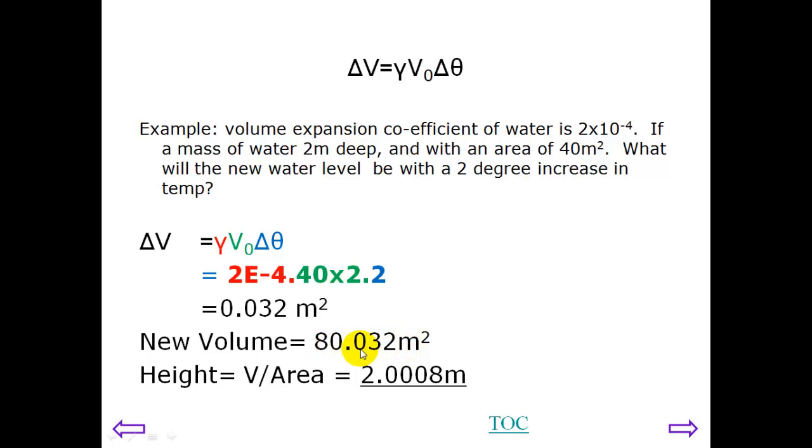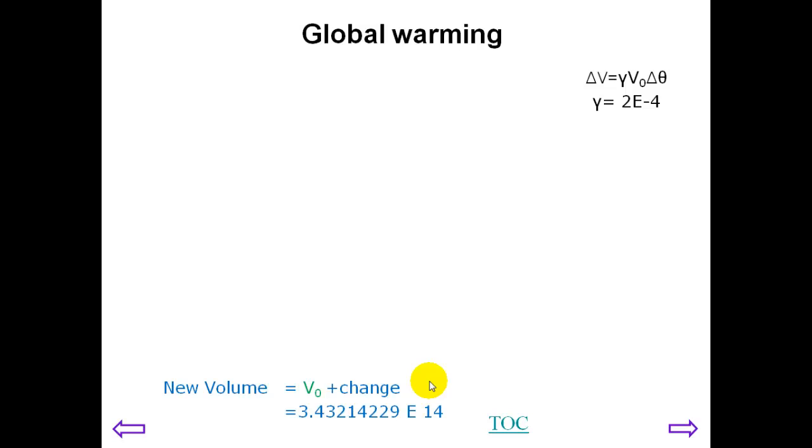This is a volume. Now we want to find just the height, the new height. Let's say that the sides of this container are vertical, so the area is not going to change. So we just divide the volume by the area to get the height, and we end up with 2.0008 meters. This is a raise by 0.8 millimeters, which is a tiny change in the height. Now, on a global basis, this tiny percentage height change can be quite considerable.